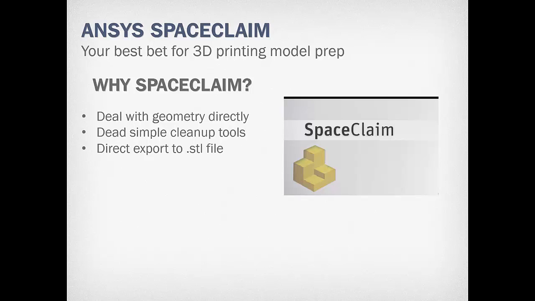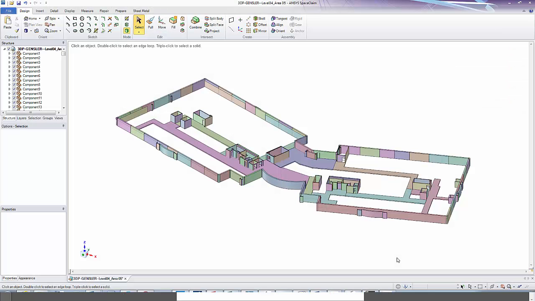And then finally, the ability to direct export to the STL file is great. You can export STL from Revit. You could skip SpaceClaim entirely. You can also export models out of SketchUp. We've done that as well. But in both those cases, in both Revit and SketchUp, it requires some kind of a third-party add-on to get that STL file, whereas SpaceClaim was designed with this in mind.